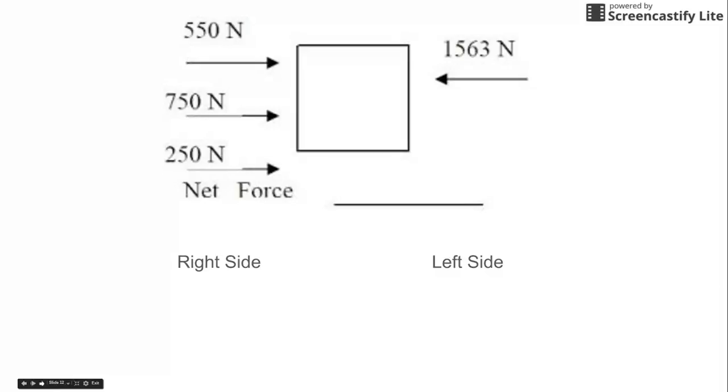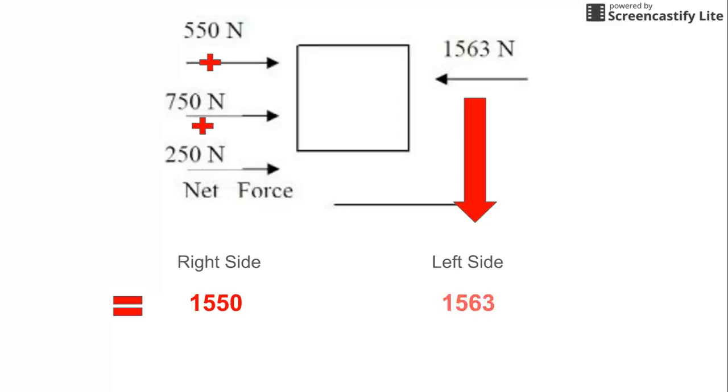So let's have an example right here. We have some forces on the left and some forces on the right. These ones on the right, the first thing we need to do is add them together. When we do, the right side equals 1,550 newtons. If you move over to the left side, we're just going to drop that down because it's the only one on that side, which gives us 1,563. Since the right side and the left side are on opposite sides, we're going to subtract, and that leaves us with 13 newtons right.